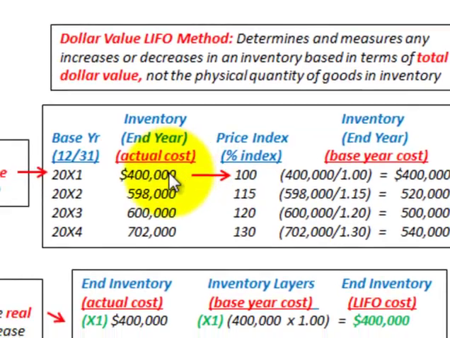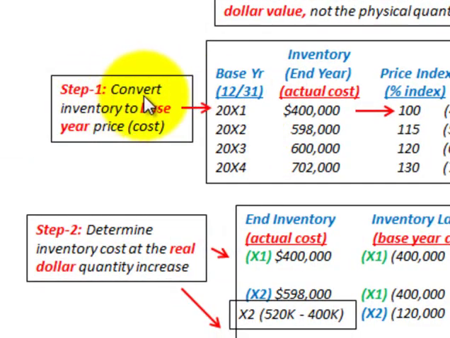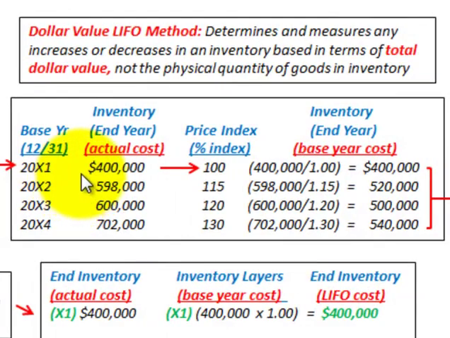Now there's a two-step process here. Step one, you have to convert the inventory to the base year price, and then step two, we're going to determine inventory cost in terms of a real dollar quantity increase in our inventory. So first, let's look at our example here.